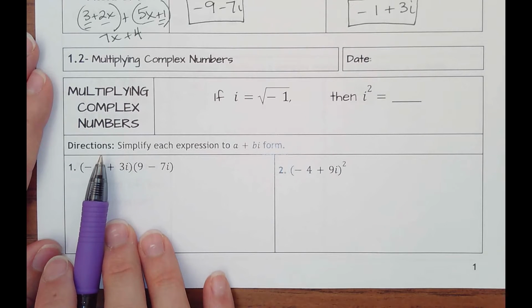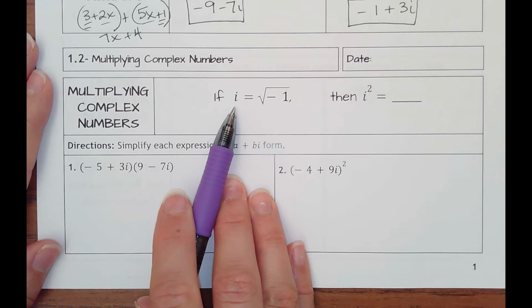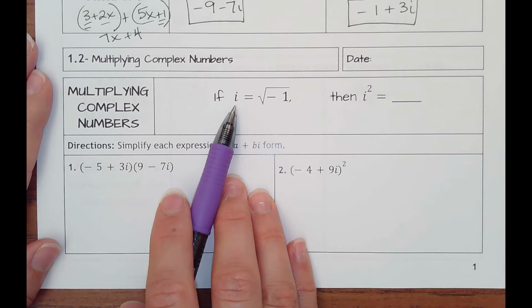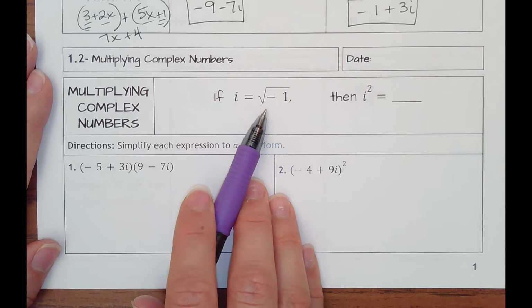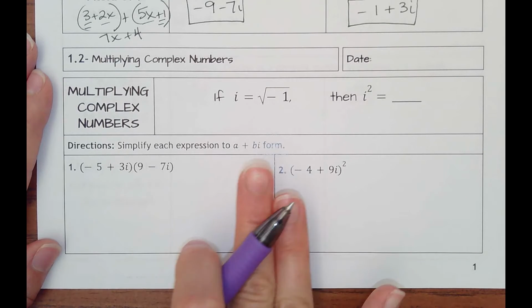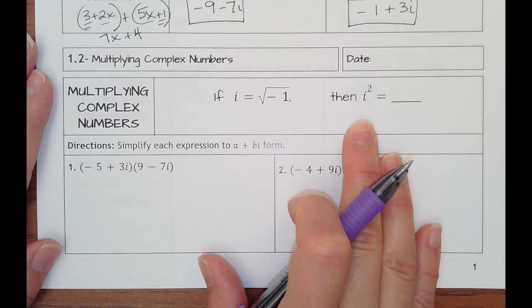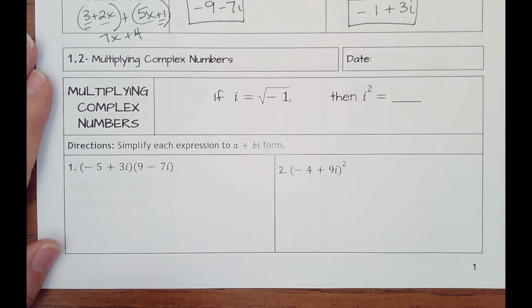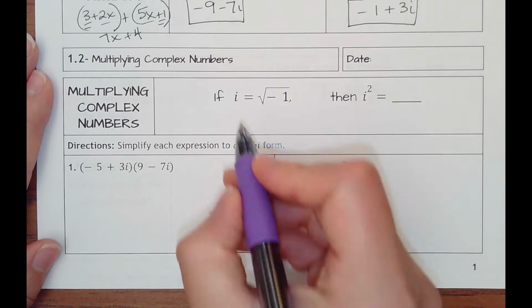When you're multiplying complex numbers, we need to start back with the previous lesson, where we learned the definition of i: i equals the square root of -1. So if that's what i is, then we need to know what i squared is, because when we're multiplying, we know that sometimes we get square terms. So let's think about this.